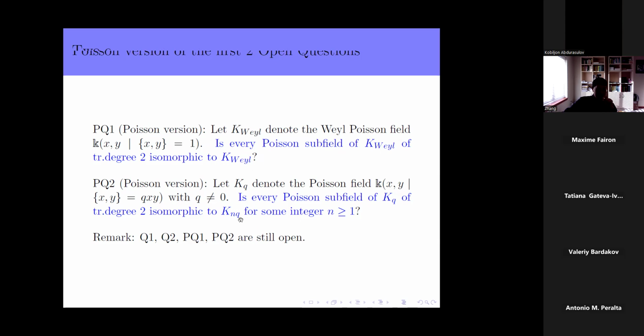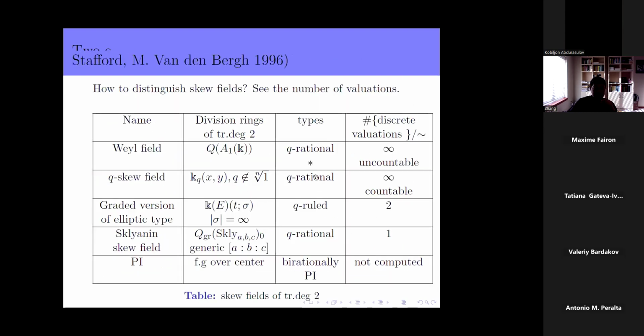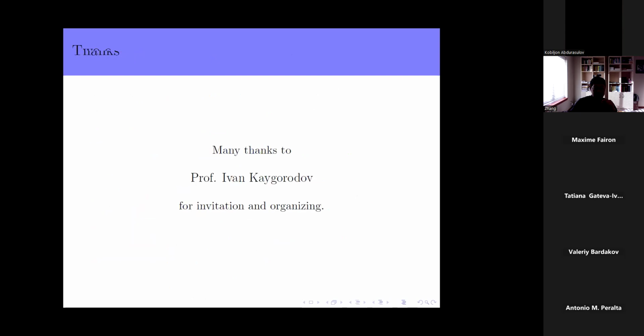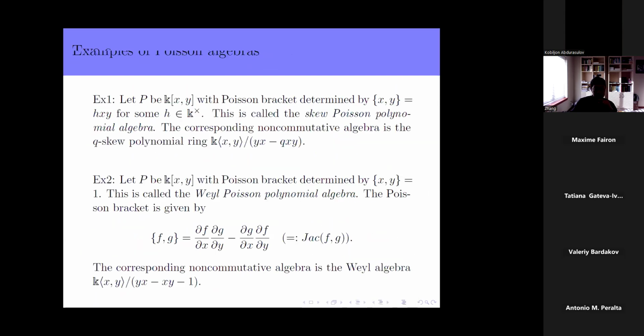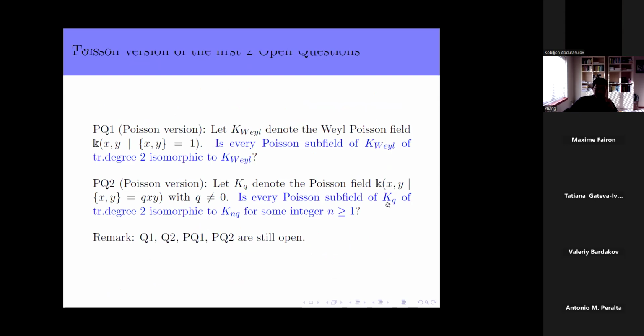But for the second one, there is a small change. Originally, let's just go back. Originally, we say any skew subfield of K_Q is isomorphic to K of Q to the power n. This is the non-commutative version. But in the Poisson version, we have any subfield of K_Q is isomorphic to K of nQ. So the Poisson version is kind of a linearization of this non-associative version.